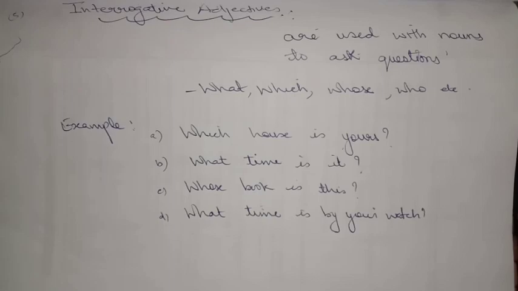Interrogative adjectives are used with nouns to ask questions. What, which, whose, who. These are all your interrogative adjectives. Suppose you want to ask, which house is yours? So you are asking, right? Which house? What time is it? Whose book is this? What time is it by your watch? So these are all your interrogative adjectives, right? They are used with nouns to ask questions.